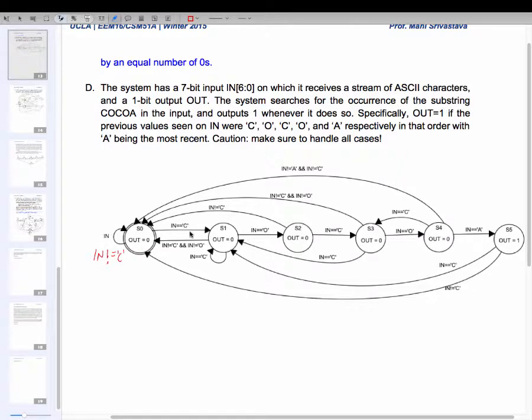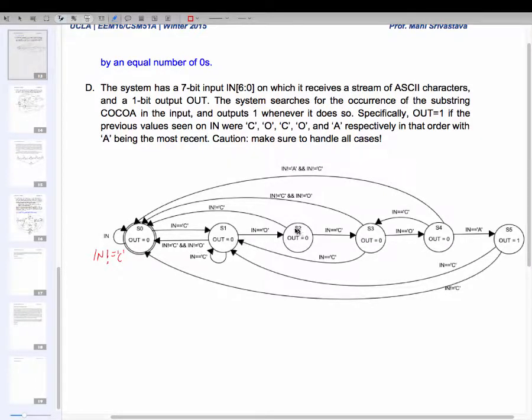In this next state, if I get an O, that's the correct case. If I see a C, I should stay put out here because I could have something like C, C, C, O, C, O, A. So I stay put out here. Anything else, I go back. So what you see out here is: not equal to C and not equal to O.